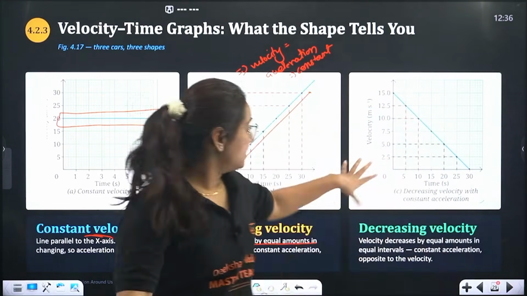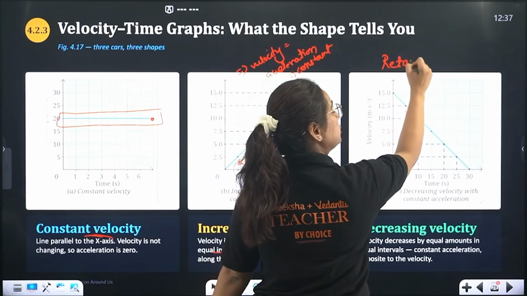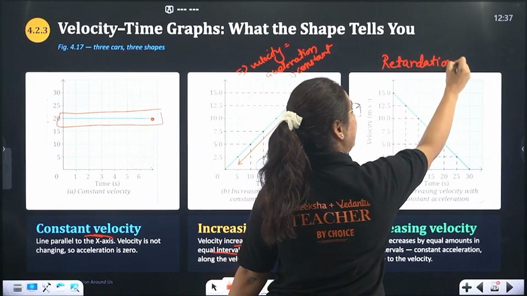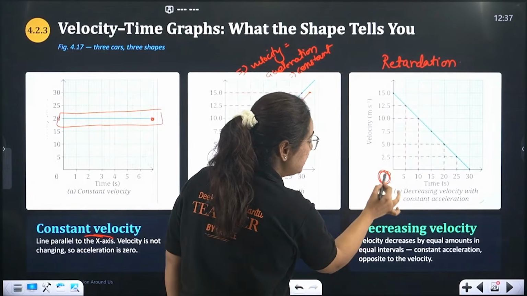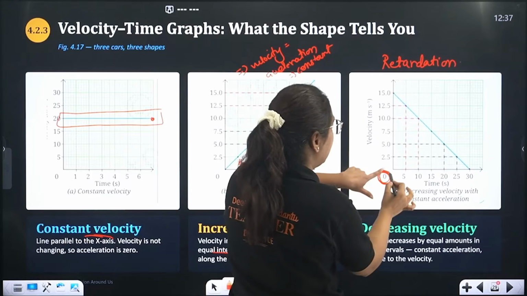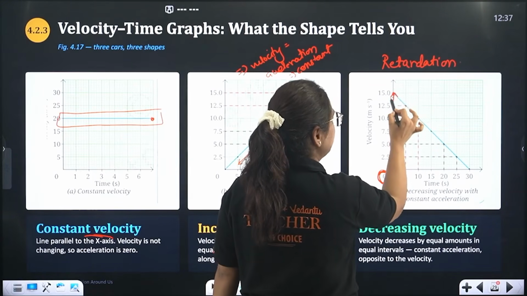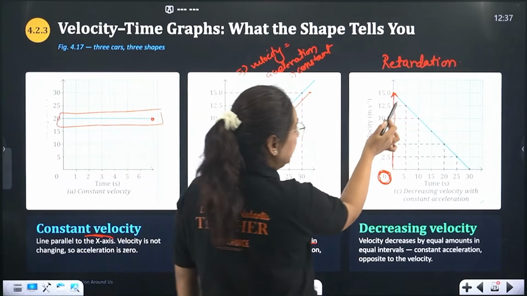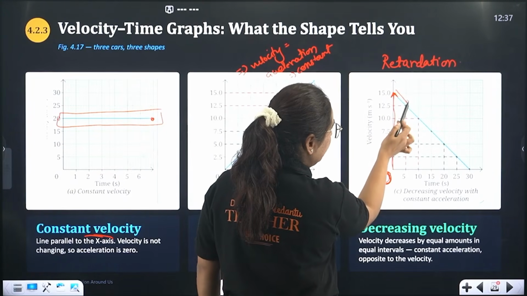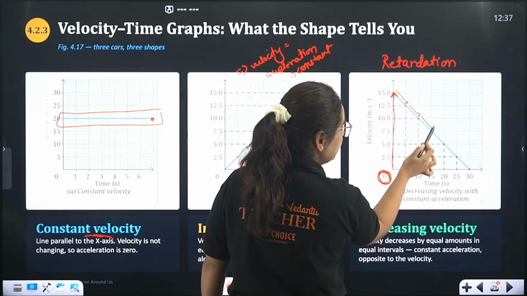Okay? Next is this graph. Now this is known as retardation. This is known as what? Retardation. Why? What is happening, beta? At zero time, which is the initial time, beta, the object was at the speed of 15 meter per second. At the velocity of how much? 15 meter per second. But then the speed started dropping: 12.5 meter per second, 10 meter per second, 7.5.